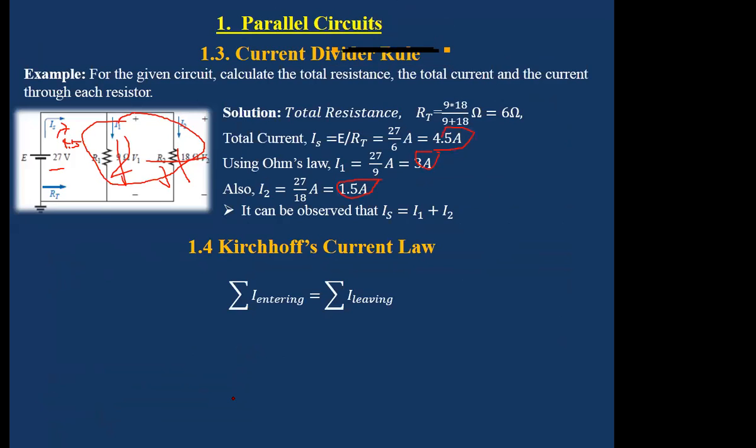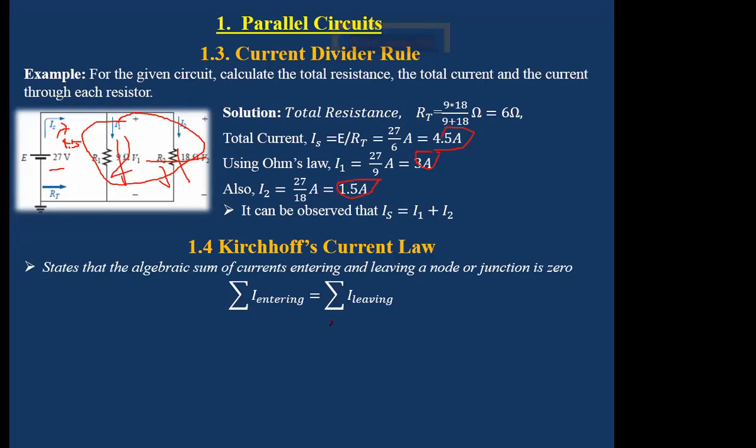Then we go on to what is called Kirchhoff's current law. Current entering a node should be equal to current leaving a node. That is the law. So in other words, we are saying the algebraic sum of currents at a node should be equal to 0. Right? So current entering is equal to current leaving the node.